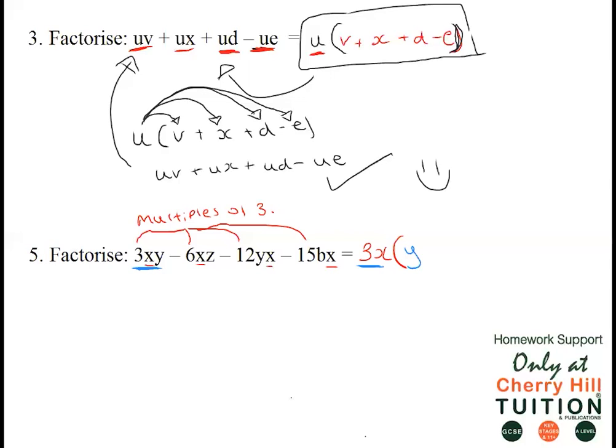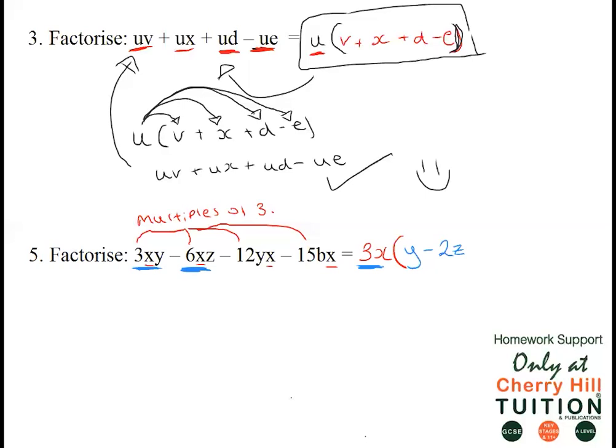Now, what do we need to multiply 3x by to get minus 6z? So let's look at the number first. We have a 3 here, but we need a minus 6. So we need to multiply 3 by minus 2 in order to get minus 6. Now we have the x, but we are only missing the z, so your answer is minus 2z.